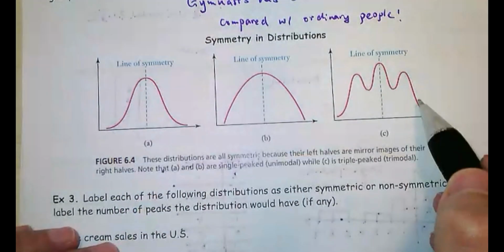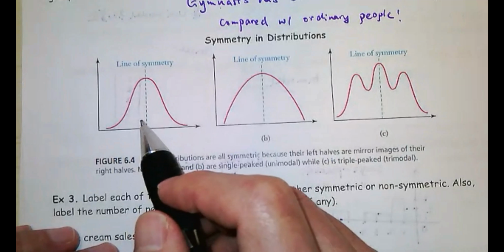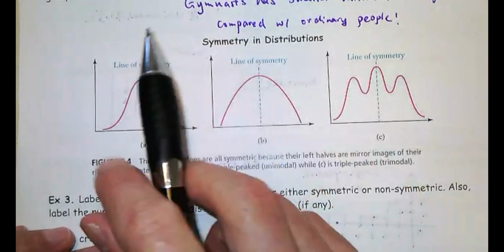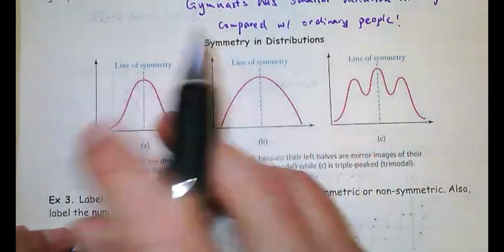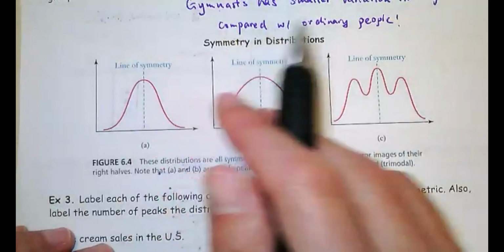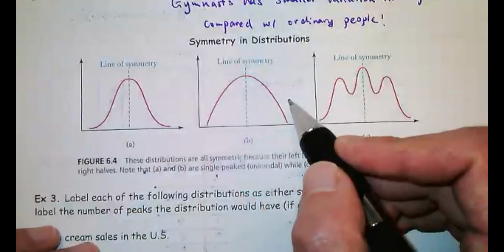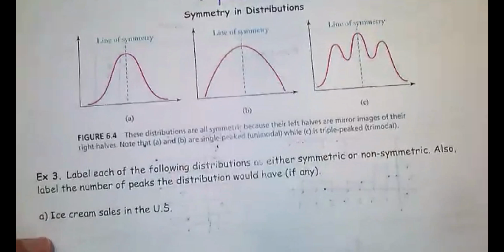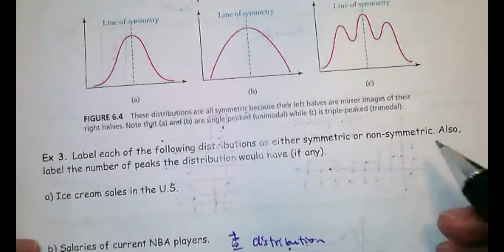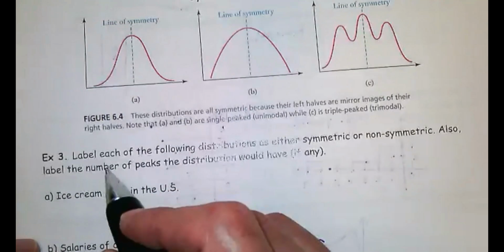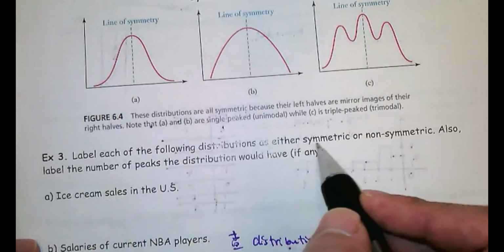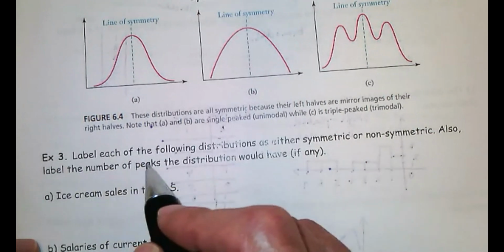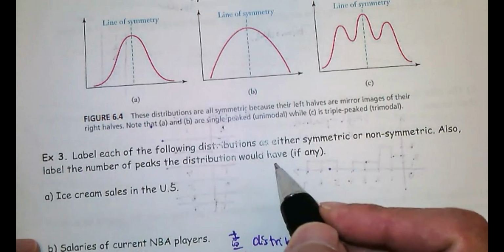So look at the 3 graphs here. All of them share one similarity with each other. They're all symmetric. Once you draw a line in the middle, the left part is identical with the right part, almost identical. So this is the third idea about distribution. Then we have example 3. Label the following distribution as either symmetric or non-symmetric. Also label the number of peaks in the distribution we would have.